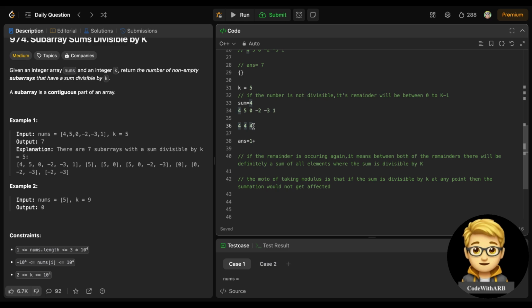So the total number of subarrays will be 2. Why? If you see, this 4 occurs two times, it means there would be 2 subarrays possible where the summation of the elements in between would be divisible by k.